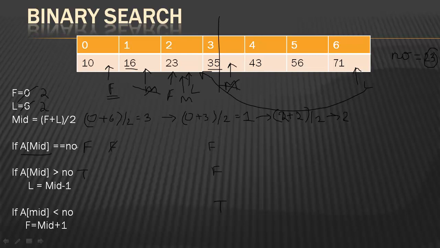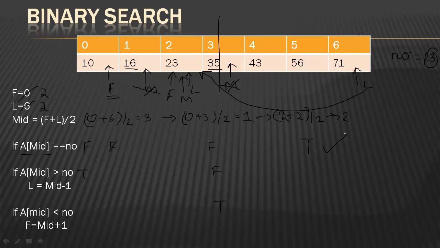Is A of mid the number that I'm searching for? True. True means you have found the element. So how many times did I do this loop? I did this loop only 3 times. Now you might say even in a linear search you would have to check 10, 16 and 23. That's because it happened to be the third element. But probably even if it was on the left hand side and it was some 7th or 8th element, within 2 or 3 searches you would have got the element.